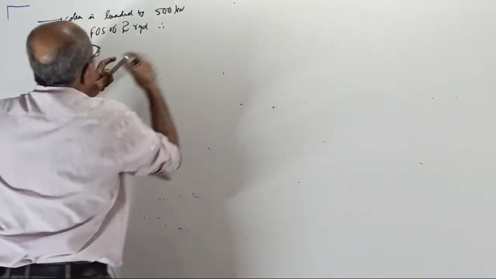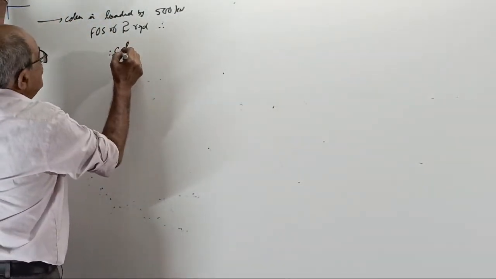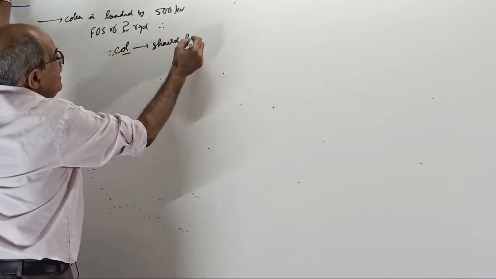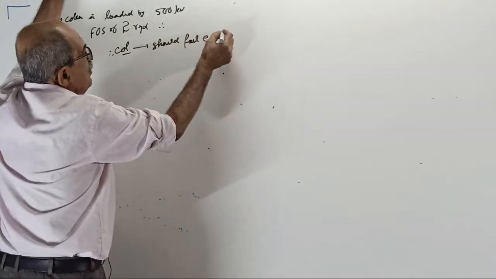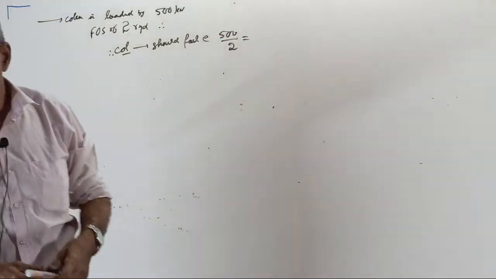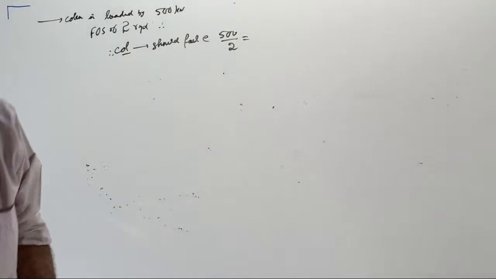Okay. Therefore, the column should fail at what load? 500 divided by 2. How much is the answer? 500 divided by 2. How much?